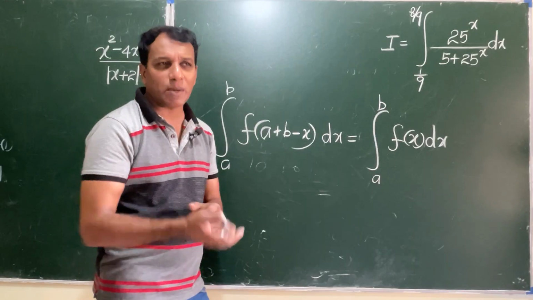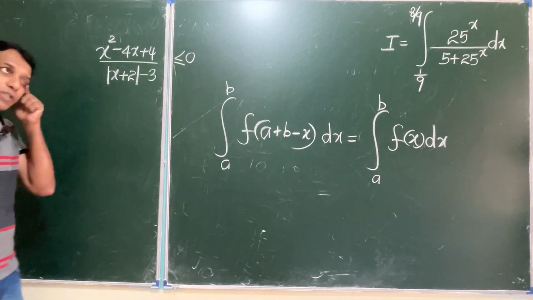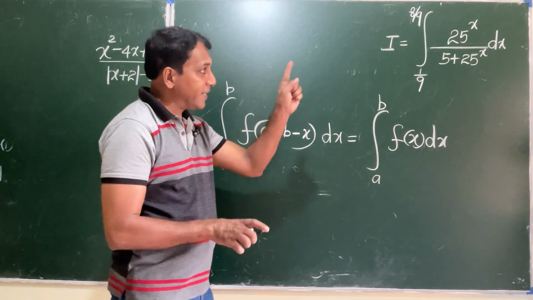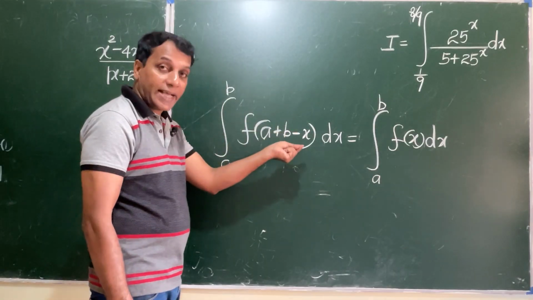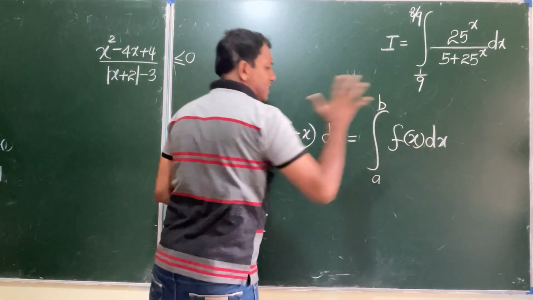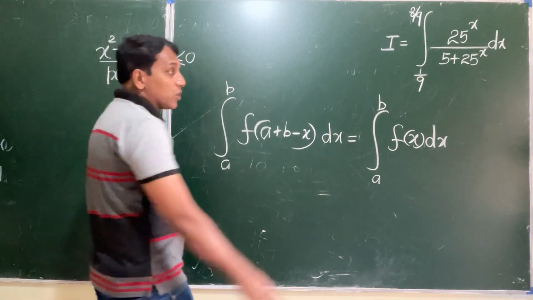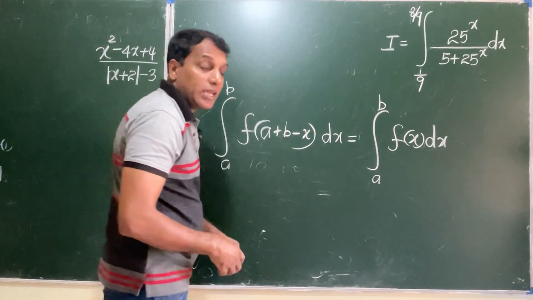It is called in international mathematics, pure maths, the King's rule. We can also prove it; some past exam papers in Sri Lankan combined mathematics ask to prove this. Now I want to go straight to the proof. Apply King's rule here: a plus b minus x. So what are a and b? They are the two boundaries. So here 1 over 9 is a, 8 over 9 is b.